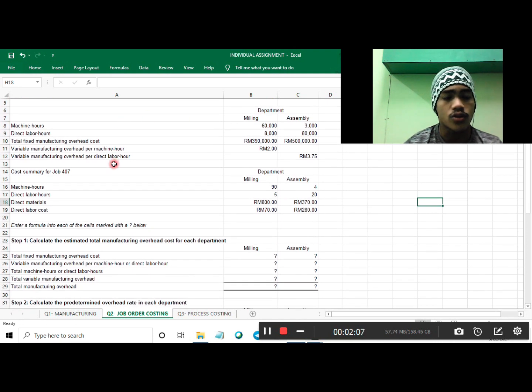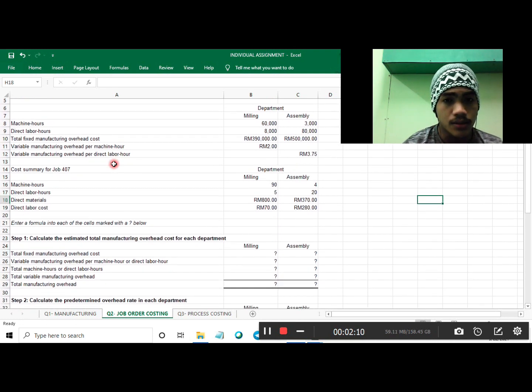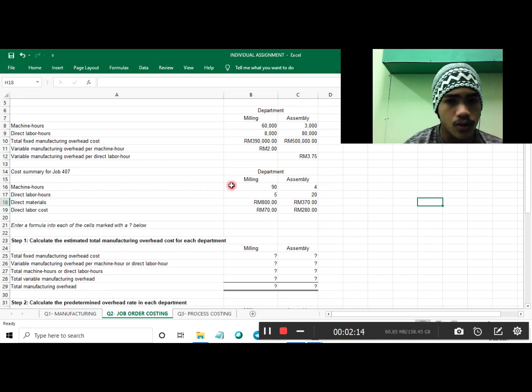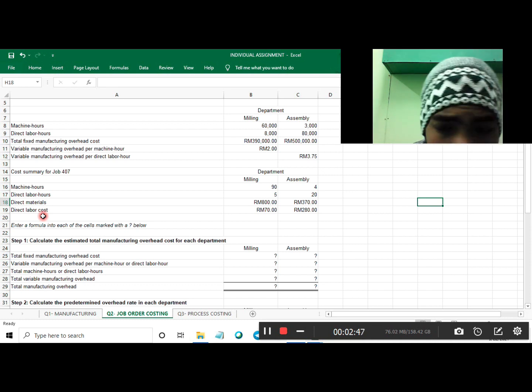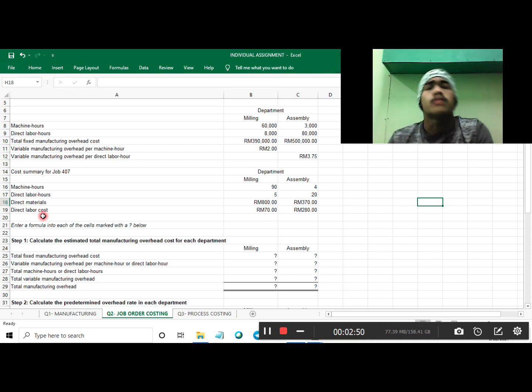And then the cost summary for job 407. Machine hours: for the milling department 19, for assembly 4. Direct labor hours: 5 for milling, 20 for assembly. Direct material: milling 800, assembly 370. And then direct labor cost: for milling 17 ringgit, for assembly 218 ringgit.